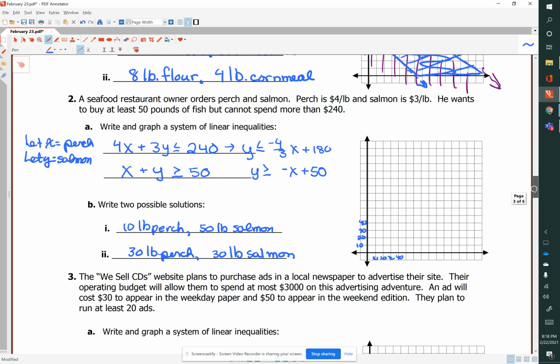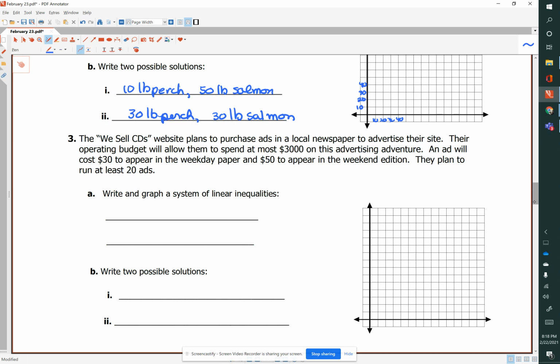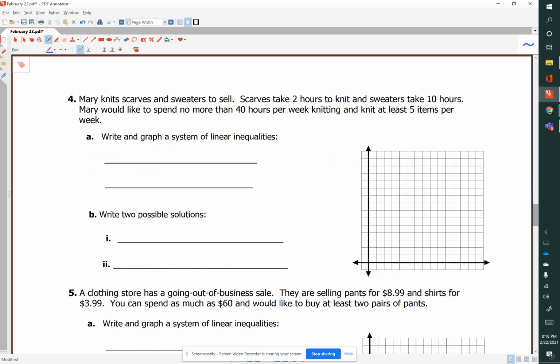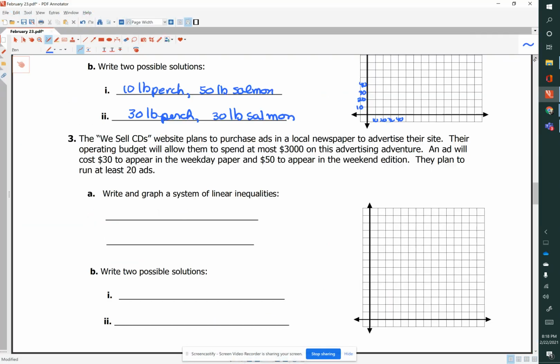So moving on from seafood, we'll get to the knitting problem in a second. We've got a problem with CDs, and I start to wonder every year as we do this, when am I going to get to the point where I have students in my class who don't know what CDs are? And I hope you still know what CDs are. This is a good problem.